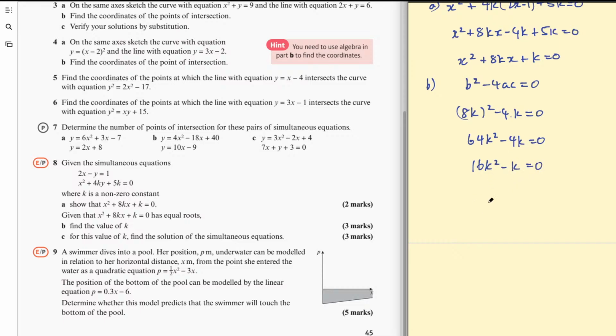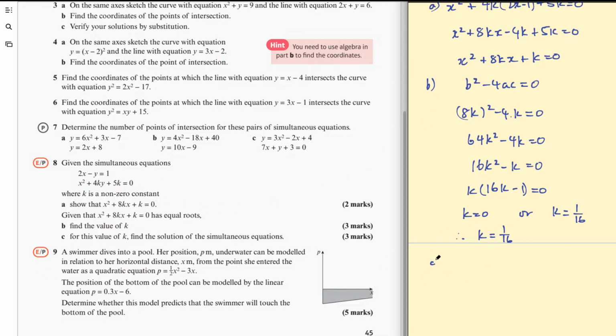And solving for k, you could factorize a k from both terms. Then we get k multiplied by 16k take 1 equal to 0. So k is equal to 0, or k is equal to 1/16. But remember, in the question it tells us k is a non-zero constant, so this solution is invalid. Therefore we can say k is equal to 1/16.